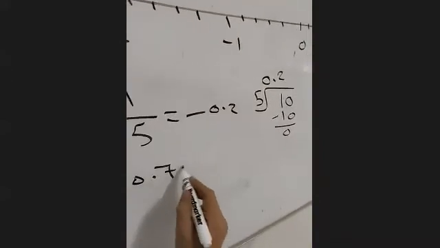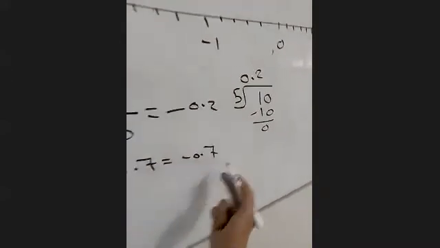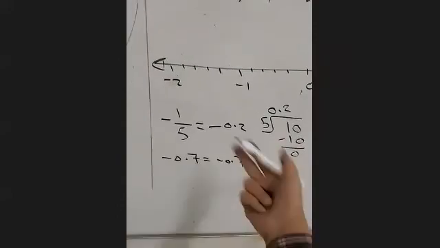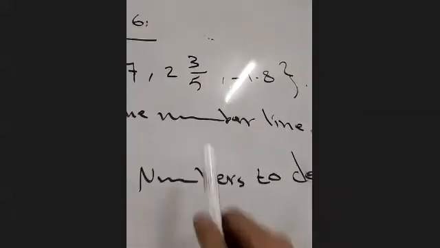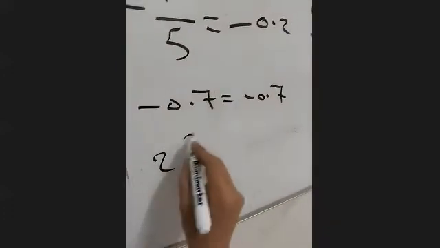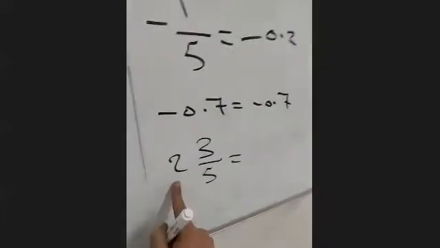But the second number is already a decimal. So -0.7 is negative 0.7. It's ready, no need to turn it. Up here, 2 and 3 over 5. How do we turn it to a decimal? The 2 is still 2, the whole number.